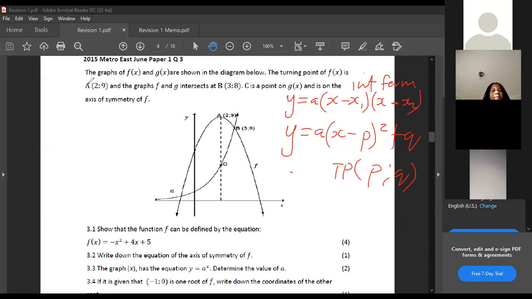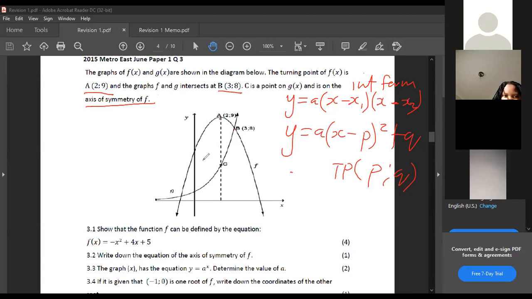Now look at this question. It says the graphs of f and g are shown. There's a turning point of f there, and the graphs of f and g intersect at B. C is a point on g and is on the axis of symmetry. Very important information: it is on the axis of symmetry.